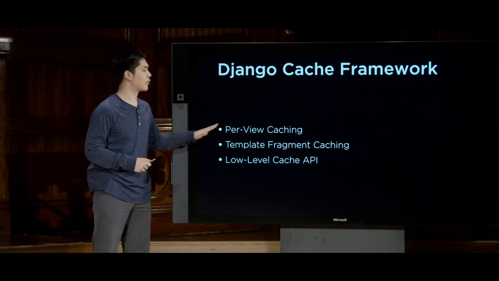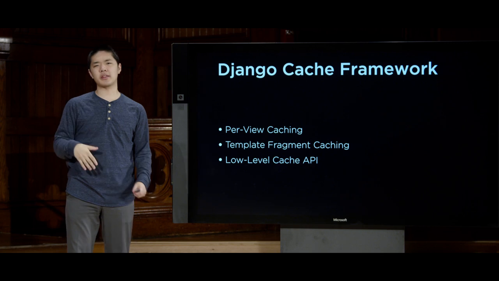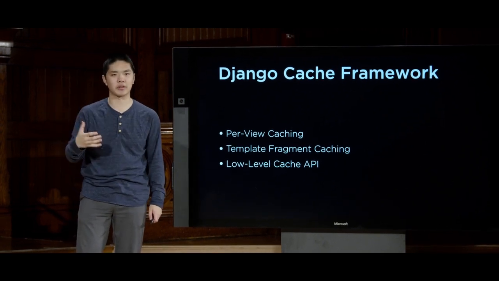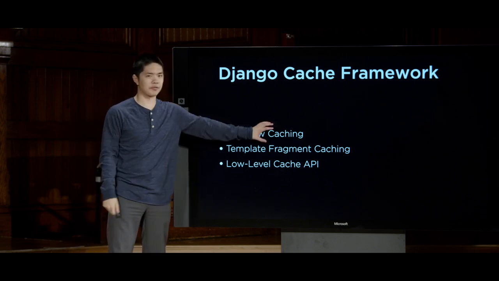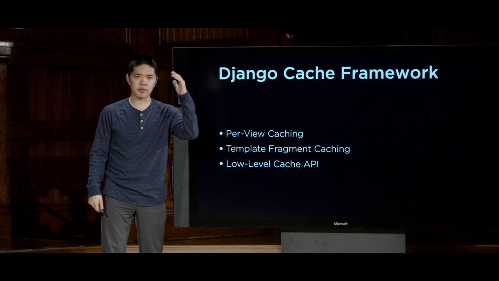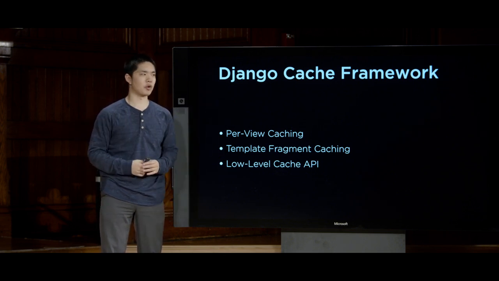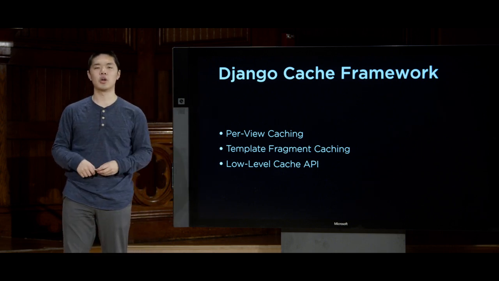So there are per view caches, where you can specify a cache on a particular view to say that rather than run through all this Python code every time someone makes a request to this particular view, instead, just cache the view so that for the next 30 seconds or 30 minutes, the next time someone tries to visit the same view, go ahead and just reuse the results of the last time that that view was loaded.